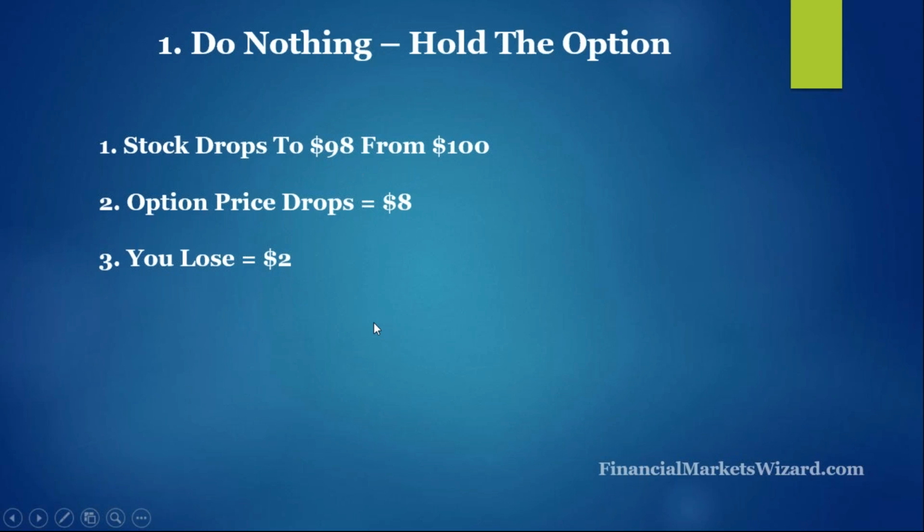We need to sell because we don't have time now for the stock to recover. So your option will be trading at $8, and even if in 2 weeks the stock goes from 98 to 100 or 99, your option just lingers.